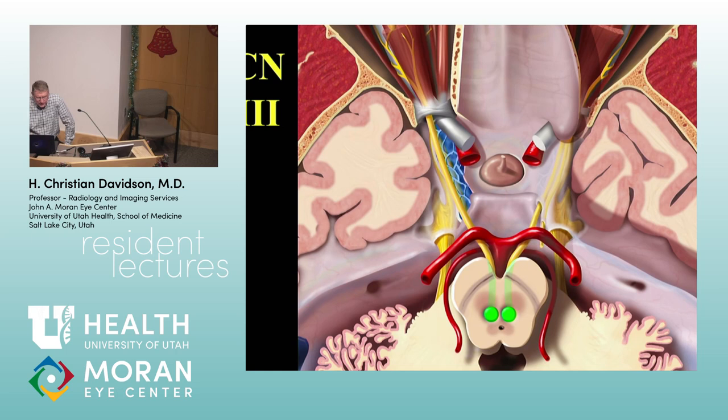Okay, third nerve, nuclei in the midbrain right in front of the aqueduct. The nerves come forward, exit at the interpeduncular cistern, cross between the P1 segment and the superior cerebellar artery, forward in the cistern, into the cavernous sinus, and finally into the superior orbital fissure.